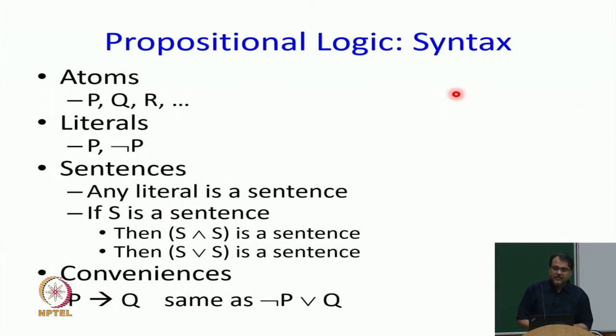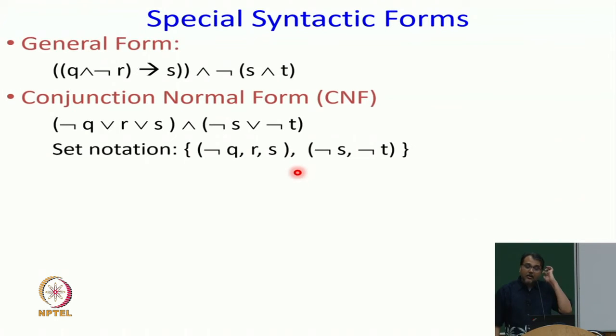And in the case of logic, I also have syntactic sugar, like P arrow Q also means not P or Q. Okay. Now I have defined the syntax, but as in graphs we have special graphs, trees, in logic we have special syntactic forms. So we have a general form like this, Q and not R implies S and not of whatever, but then there are specific kinds of forms.